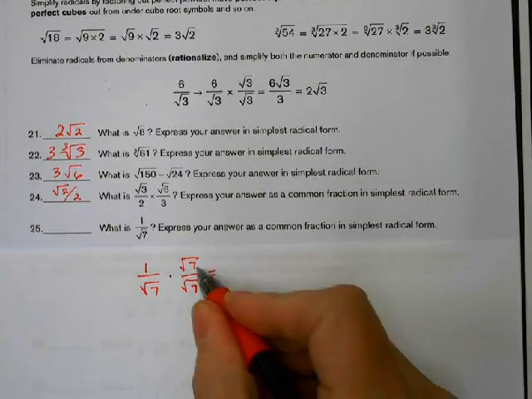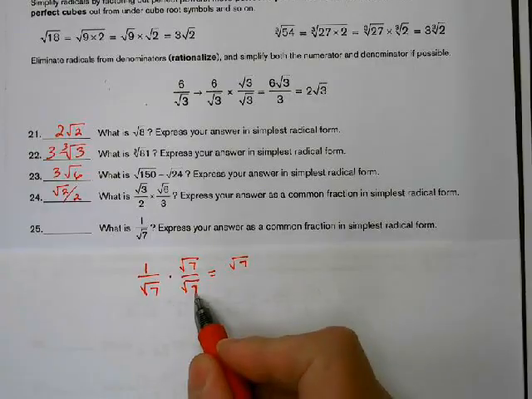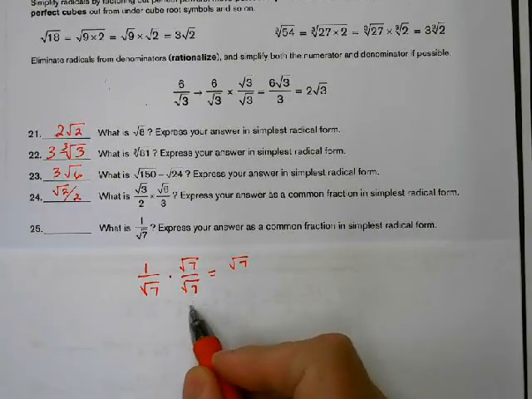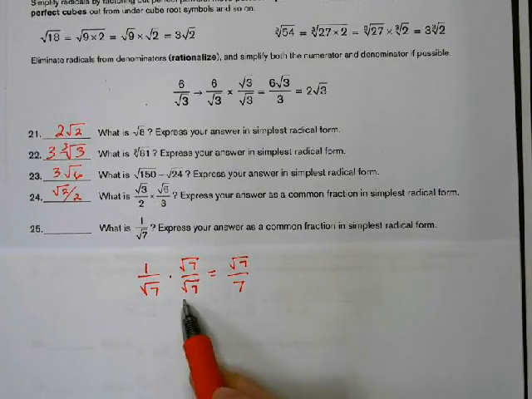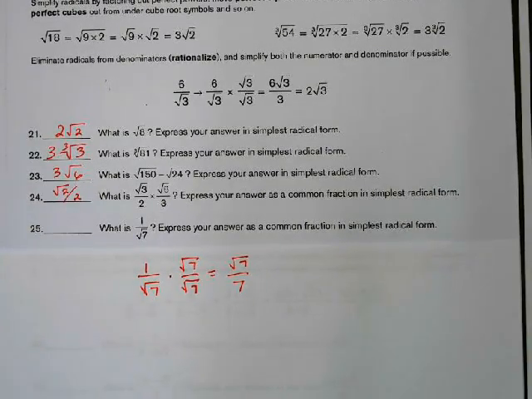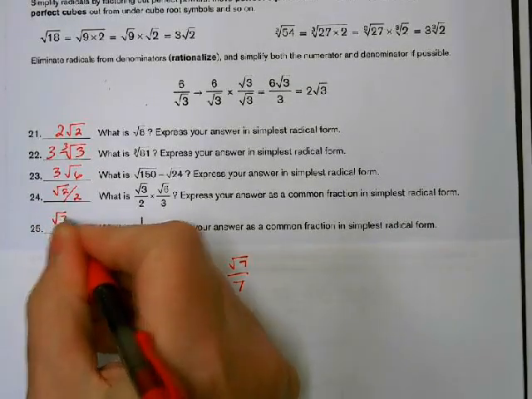1 times root 7 is root 7. And root 7 times root 7 is like squaring root 7. That's just going to be 7, because remember, root 7 times root 7 is root 49, and that's the perfect square of 7. So anytime you square a square root, the root just basically goes away. You get 7. So we've got root 7 over 7 for that one.